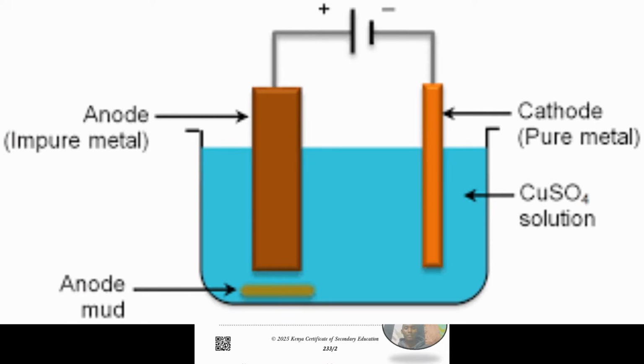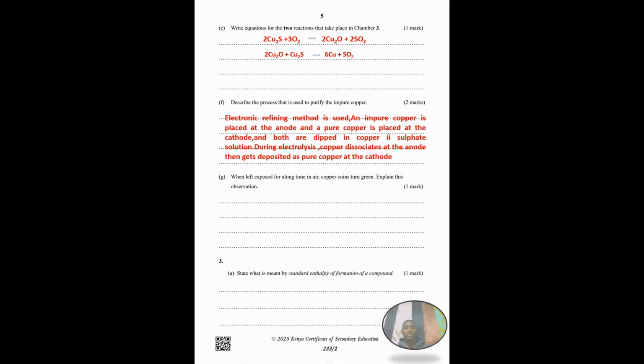The electrolytic refining method is used when impure copper is placed at the anode and pure copper is placed at the cathode, and both are dipped in copper sulfate solution. During electrolysis, copper dissolves at the anode and then gets deposited as pure copper at the cathode. So that's the method that we use, and in this case, we don't use inert electrodes, we just use pure copper and impure copper, and we insert them in a solution of copper sulfate. So that's how we refine or purify the impure copper.